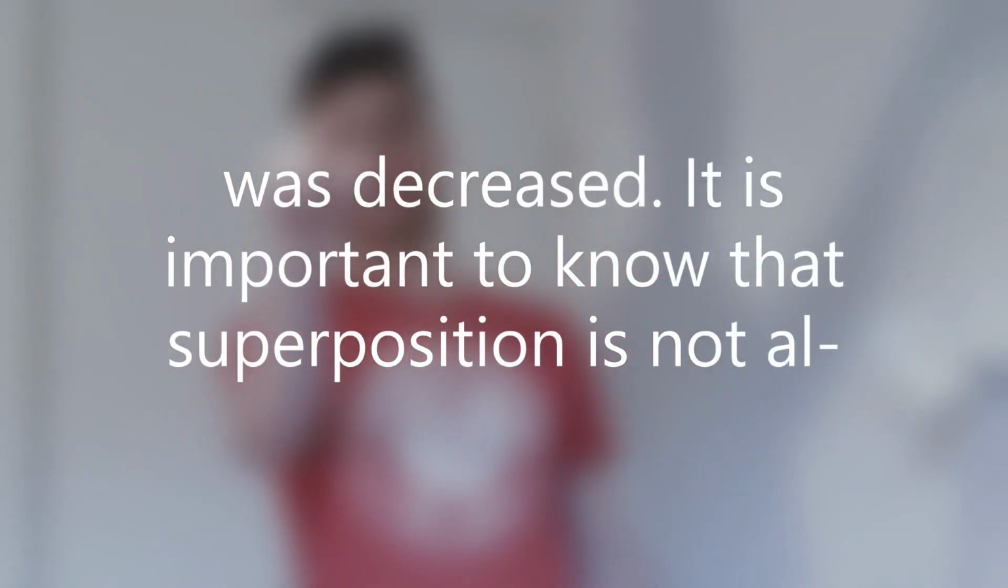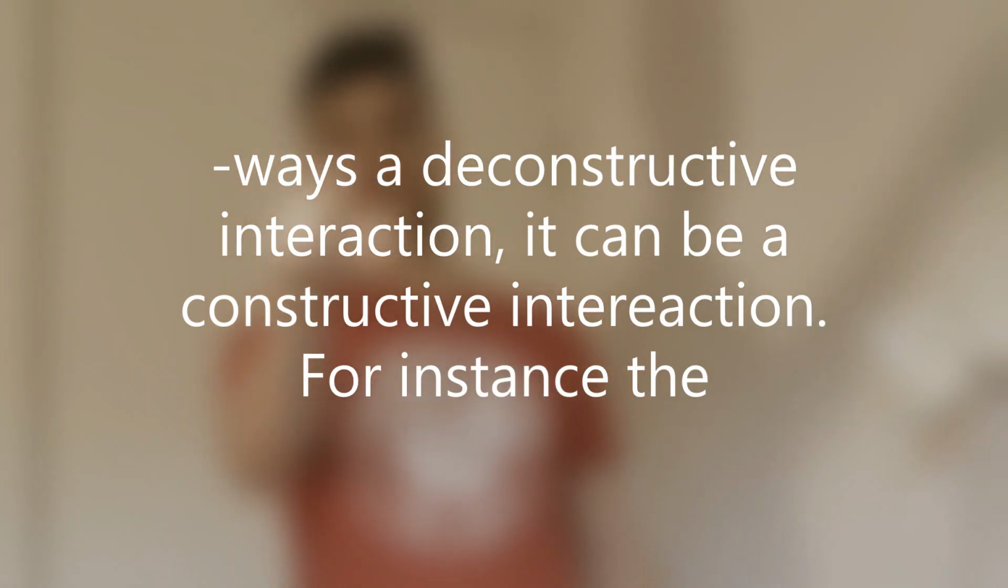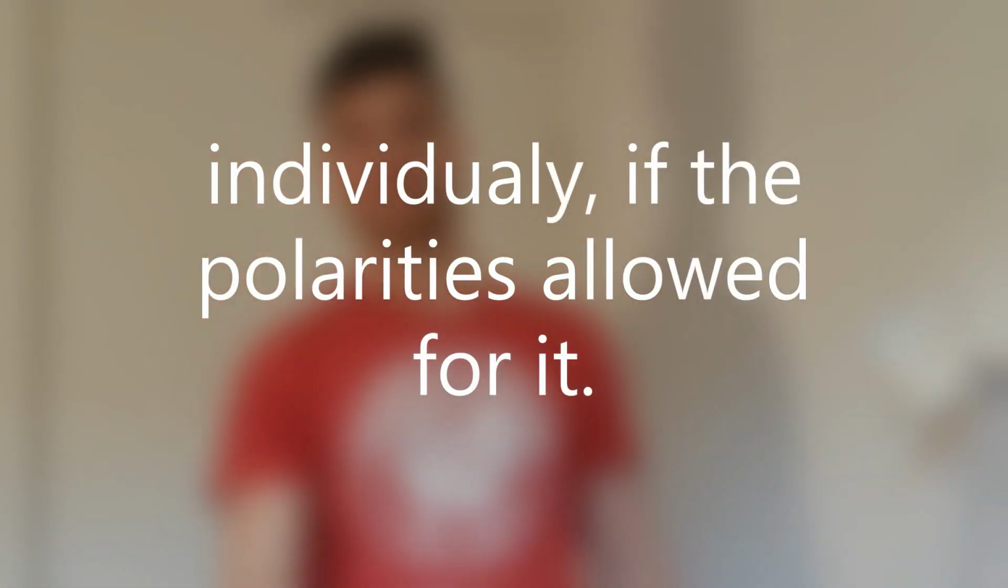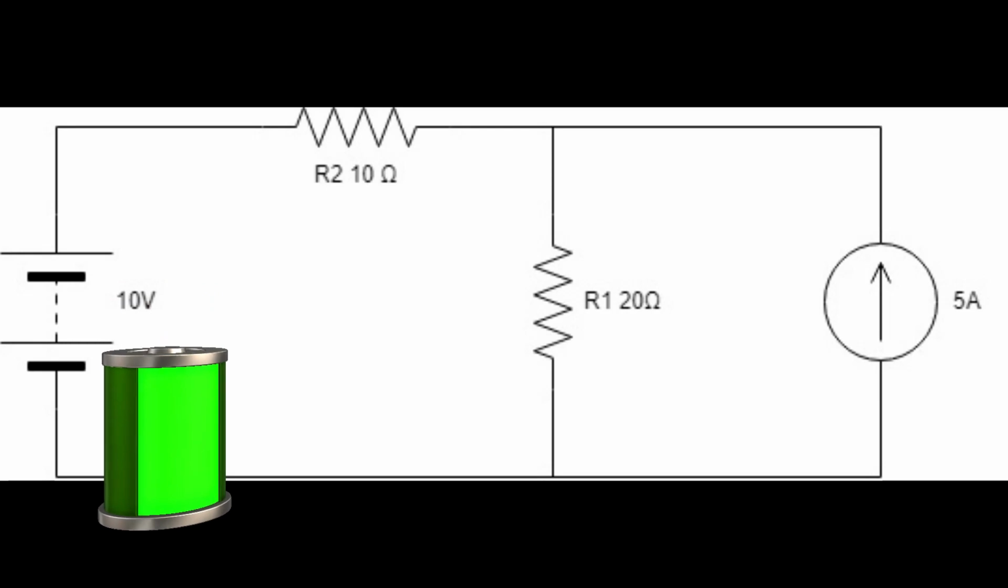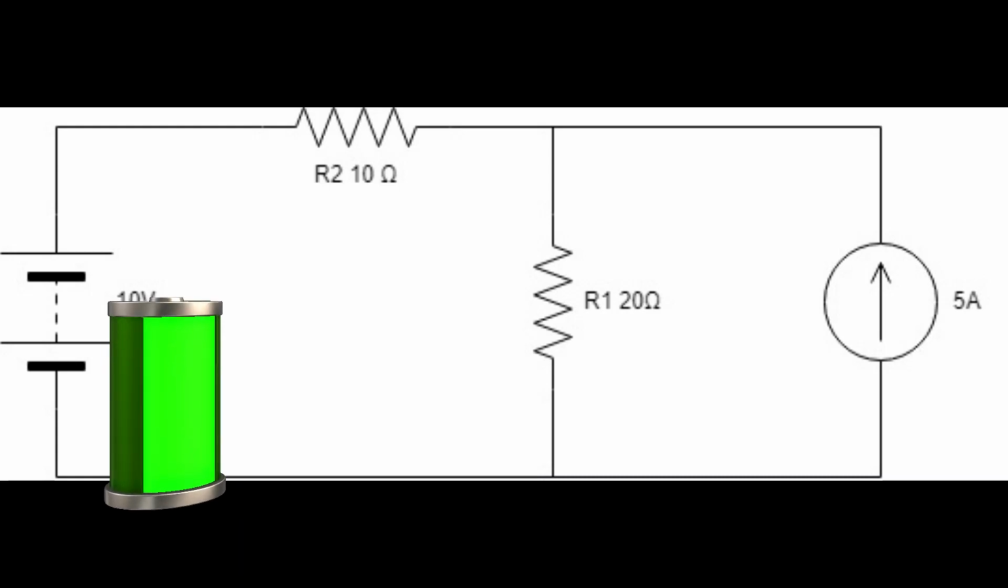It is important to note that superposition is not always a destructive interaction, it can be a constructive interaction. For instance, the current flowing through R2 could actually be greater than either source could provide individually if the polarities allowed for it. The superposition theorem is also extremely useful when creating a Thevenin equivalent circuit for a larger circuit containing multiple sources.